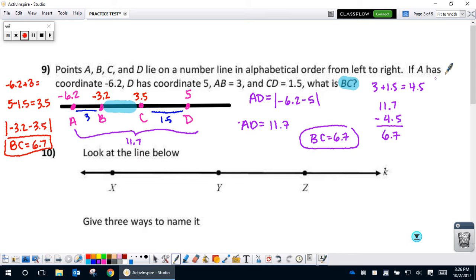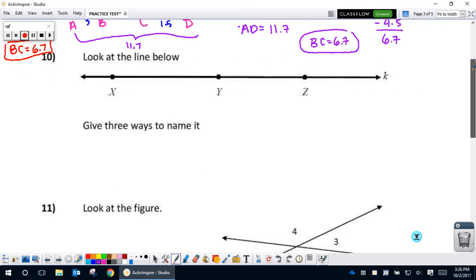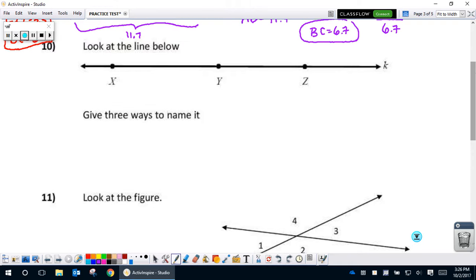Okay? Alright, number 10, we definitely don't want to get wrong on the test. You're looking at a line, and you're going to name it 3 ways. First way, just with the lowercase letter K. Then you could use XY, but you must have the symbol for the line above it. You could use XZ with the symbol above it, and you could use YZ.